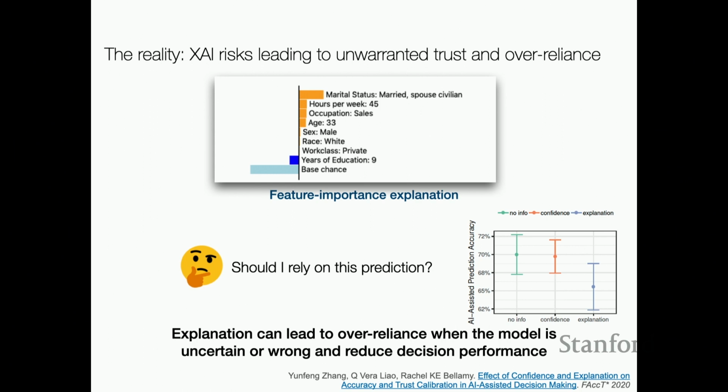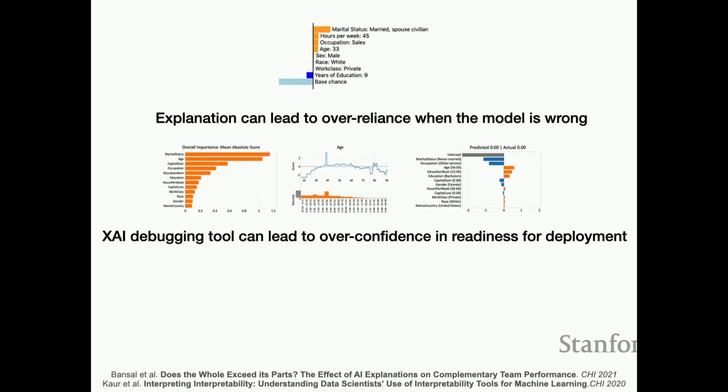Well, we found that showing explanation, versus not showing explanation and just showing the prediction, actually reduced the decision performance. The reason is that when the model is uncertain, or even when the model is wrong, showing explanation actually increases people's tendency to blindly follow the model. That's what's called over-reliance. And we're not the only ones finding this problem.